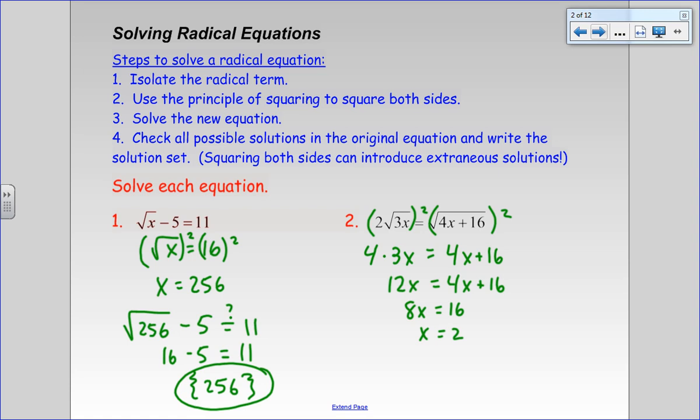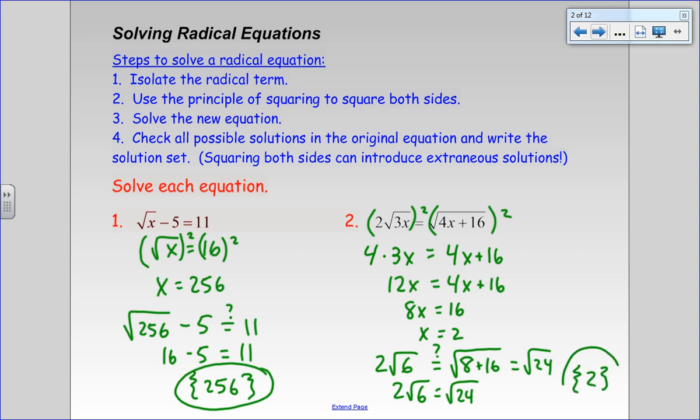Let's substitute 2 in for x. On the left-hand side, we would have 2 times the square root of 6. And on the right-hand side, we would have the square root of 8 plus 16, or the square root of 24. Now, if we express the square root of 24 in simple radical form, it would be equal to 2 square root of 6. So since this equation is true, that means 2 is a solution of the radical equation, and we can include it in our solution set.